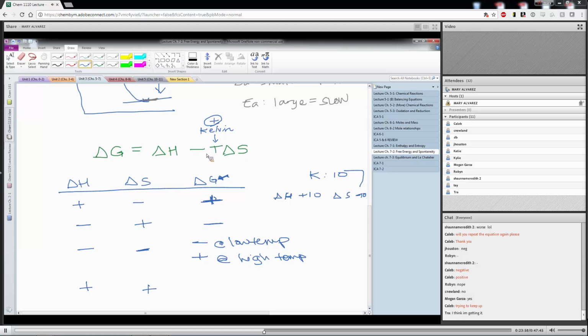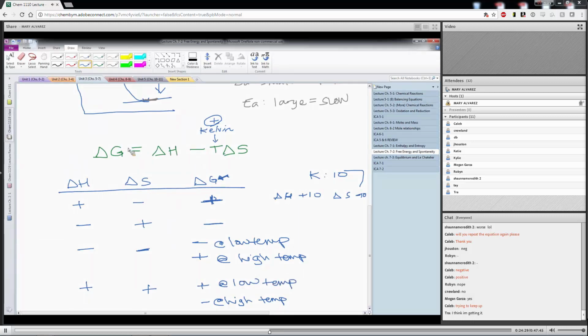So again, we find it depends on temperature. If I have a very high temperature, then subtracting that positive value is a bigger deal. So I would become negative at a high temperature, or spontaneous at a high temperature. If I was at a very low temperature, then this wouldn't make as big a difference, and I would rely more on delta H, which then would be positive. Positive at a low temperature.